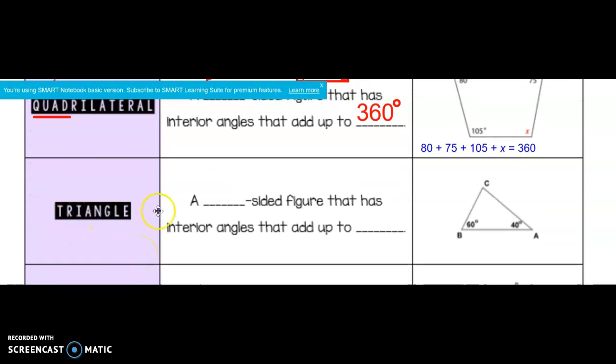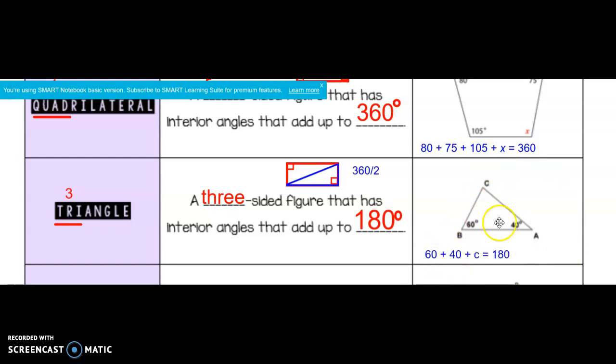Another polygon, we have triangle, a 3-sided figure that has interior or inside angles that add up to 180. A triangle is half of a rectangle. So if we know a rectangle is 360, then half of that is 180. Again, tri means 3. And we could use this information to find a missing angle measure. We have 60 and 40, and the angle we don't know all together have to equal 180. And then we can solve for C.